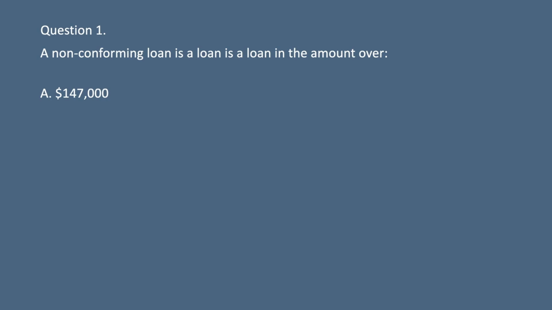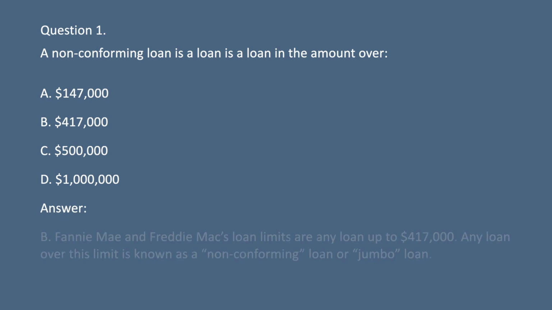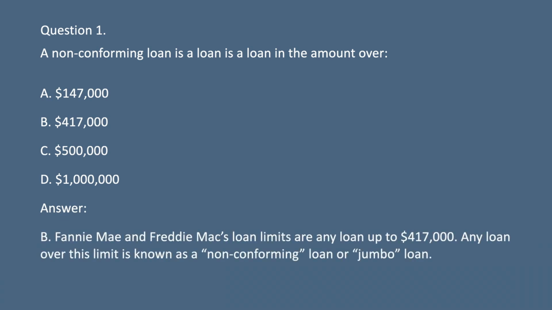Question 1. A nonconforming loan is a loan in the amount over A. $147,000. B. $417,000. C. $500,000. D. $1 million. Answer B. Fannie Mae and Freddie Mac's loan limits are any loan up to $417,000. Any loan over this limit is known as a nonconforming loan or jumbo loan.